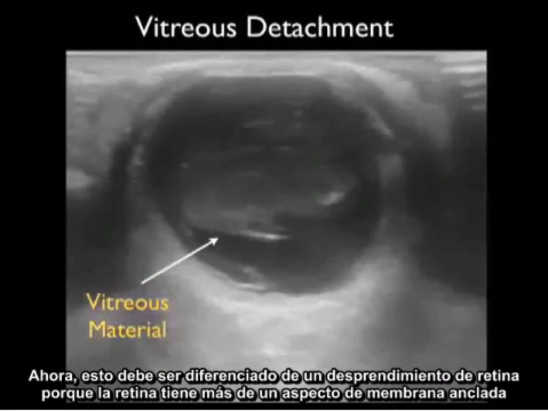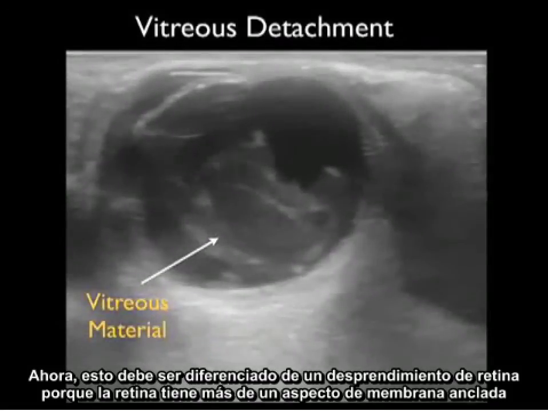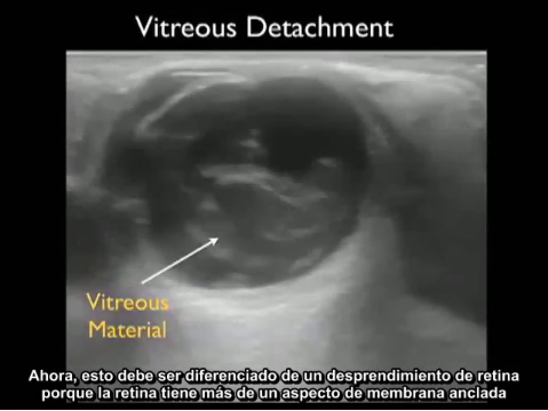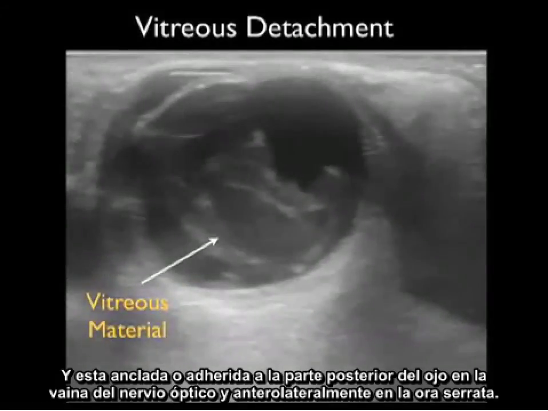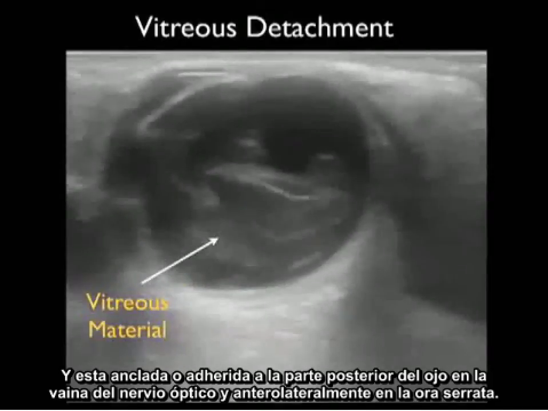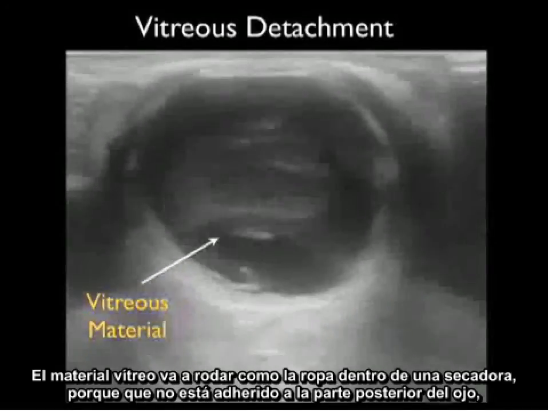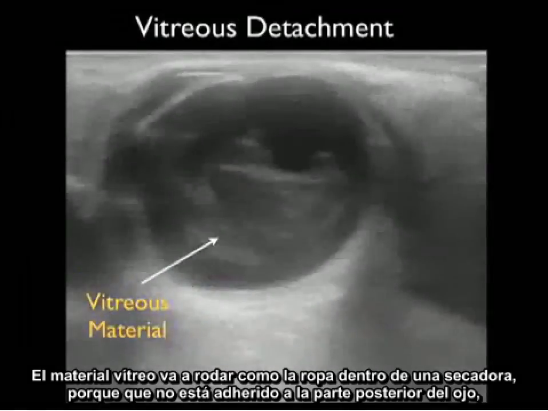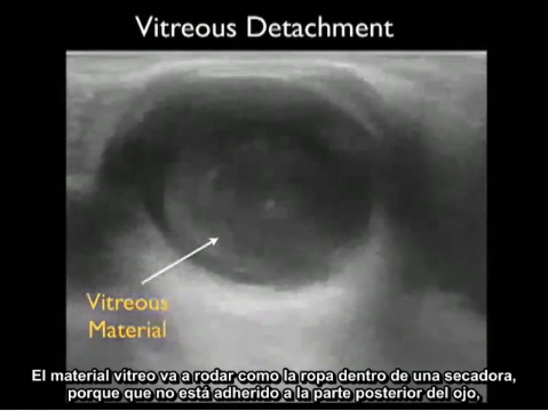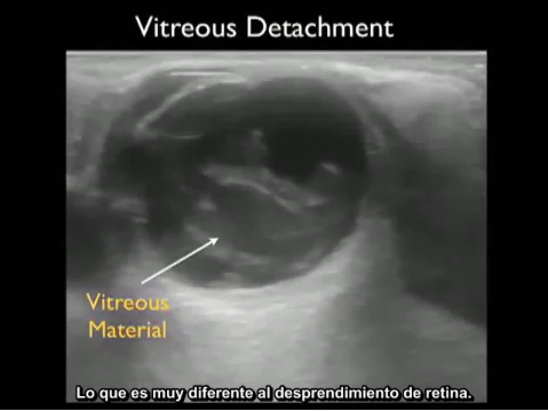Now, this is to be differentiated from a retinal detachment, as the retina will have more of a tethered membrane appearance, as it's going to be attached within the back of the eye at the optic nerve and anterolaterally at the ora serrata. Vitreous material will tumble like clothes within a dryer, as it's not attached within the posterior aspect of the eye, very different than a retinal detachment.